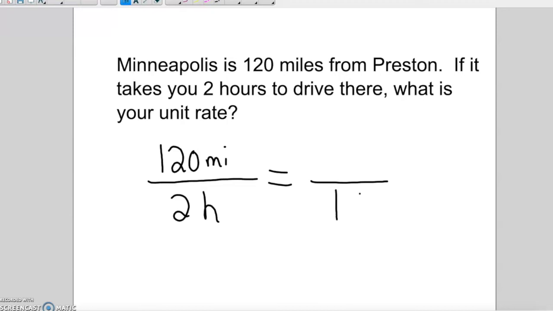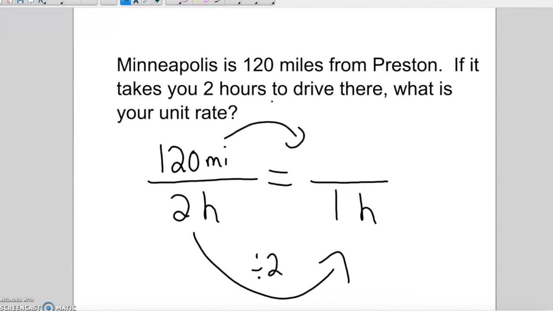So unit rate means 1, right? How do you go from 2 to 1? Divide by 2. You do the bottom, you do the top. Okay? 120 divided by 2. You can't do that mentally. I could. 12 divided by 2 is 6. And tack on that 0. You might have to write it out like this. And as you see, you still get that.